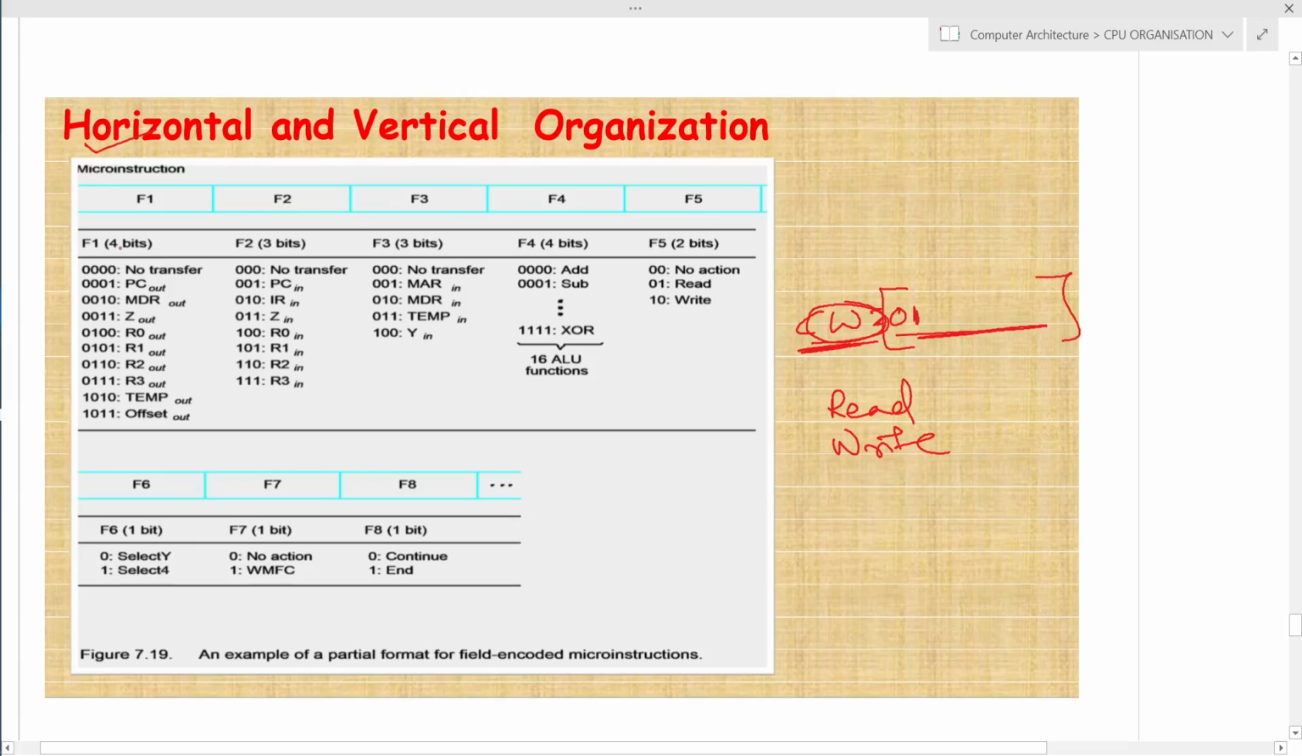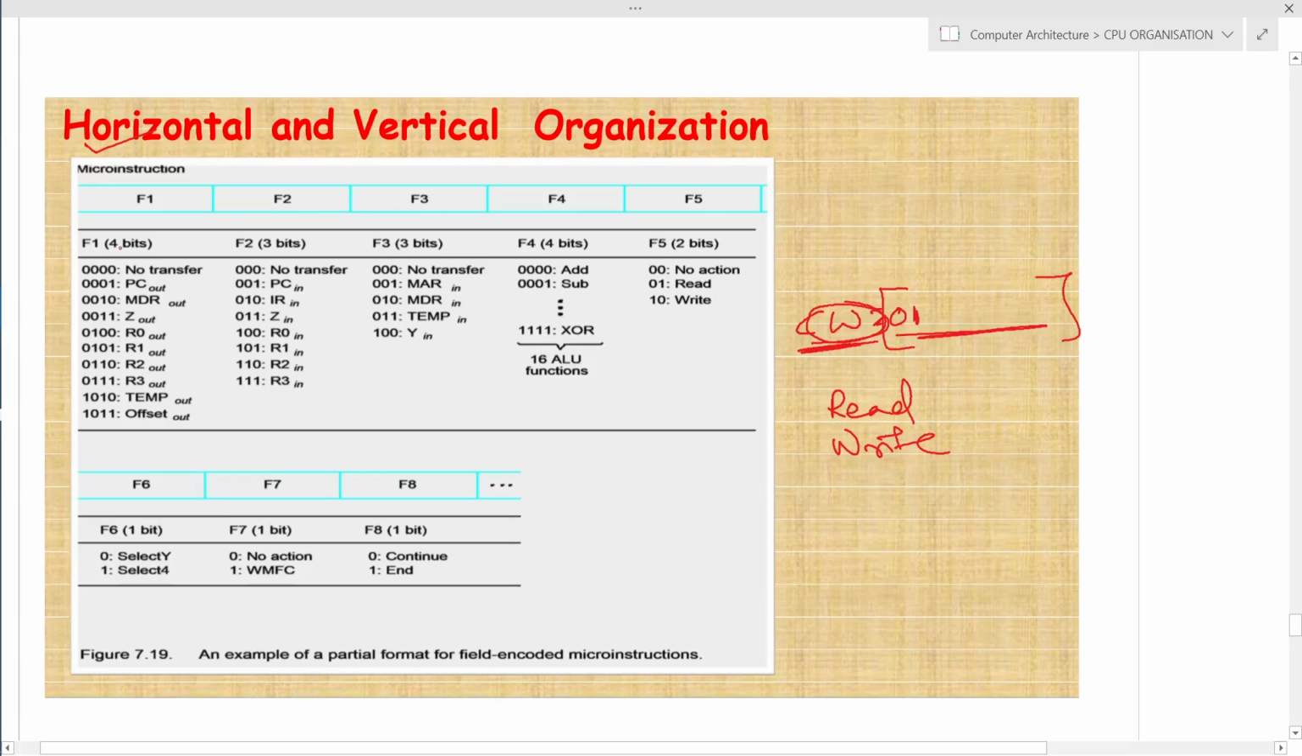So vertical organization is superior in comparison to the number of bits required to represent a control word, and the number of control words required takes less space in the control store. But the problem is the encoding and decoding purpose, meaning which block and which bit is represented for which purpose, takes some time. So it is slower in comparison to the horizontal approach, but it takes less space. These are the pros and cons of the horizontal as well as vertical organization.